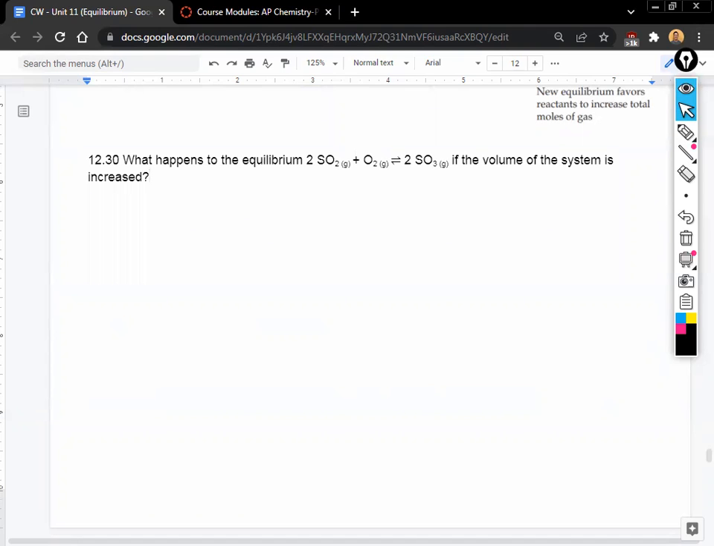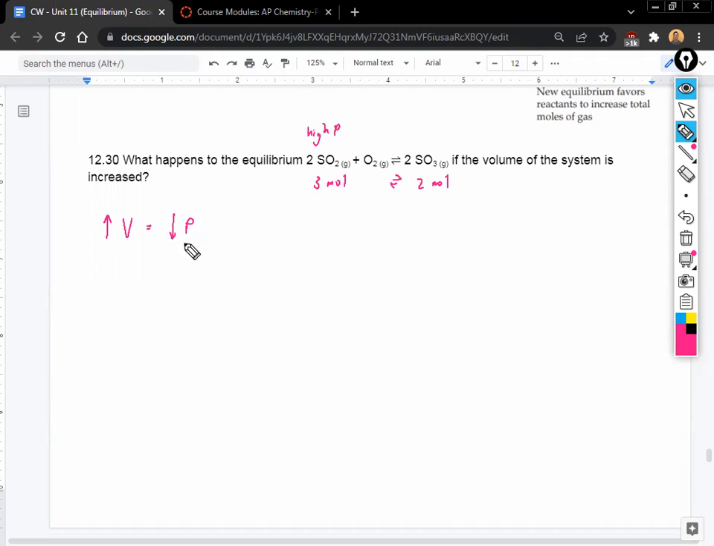I'll give you guys a minute to finish that up. Alrighty, guys, let's go over this one. So if you guys notice here, you'll see that there are 3 moles of gas on the reactant side, and then there are 2 moles of gas on the product side, right? So if I increase the volume of the system, what happens to the pressure? Yeah, the pressure is going to decrease, okay? If there's more moles of gas on the reactant side, which side is going to have the higher pressure? The left side is going to have the higher pressure.